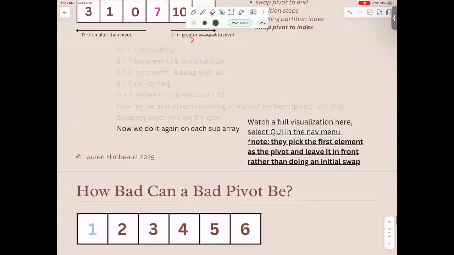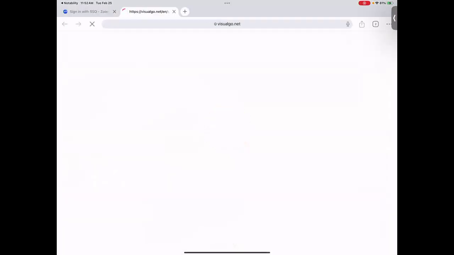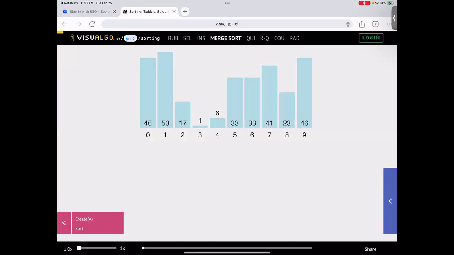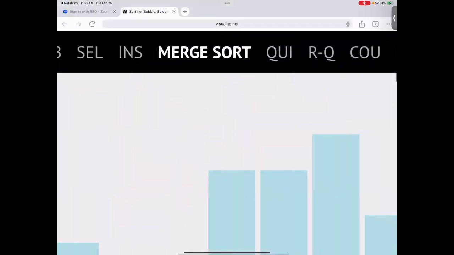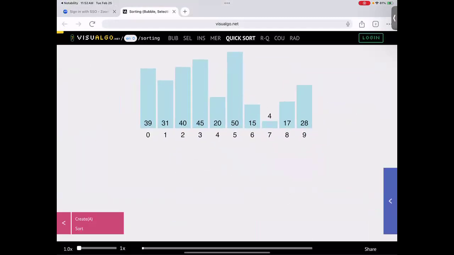Okay, let's continue here. There is a website here that you can go watch a full visualization. I'll just click it for now so that you can see what I'm talking about, but we're not going to watch it right now. It's called Visual Algo, and you'll see up at the top here there is a bunch of different types of sorts: selection, insertion, merge, and then QUI is QuickSort. There's other things here as well, but really what I'm suggesting you watch is the QuickSort one.